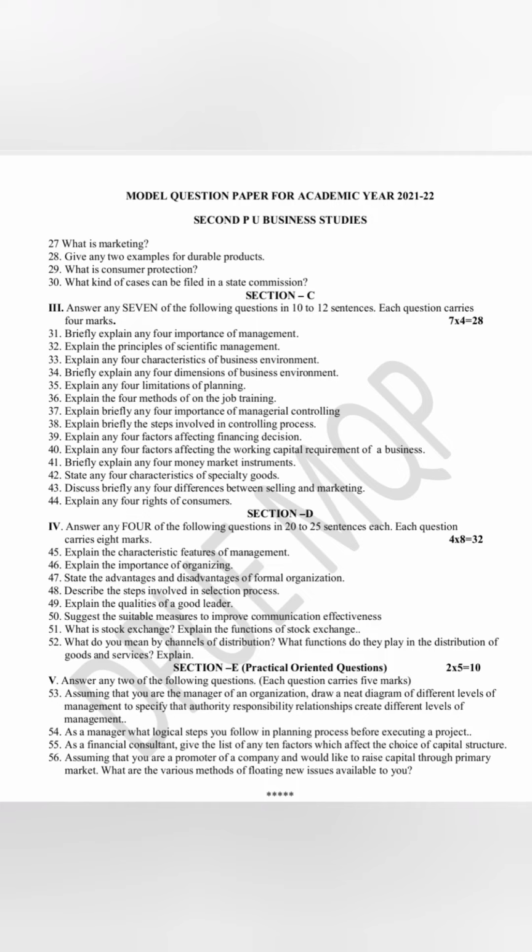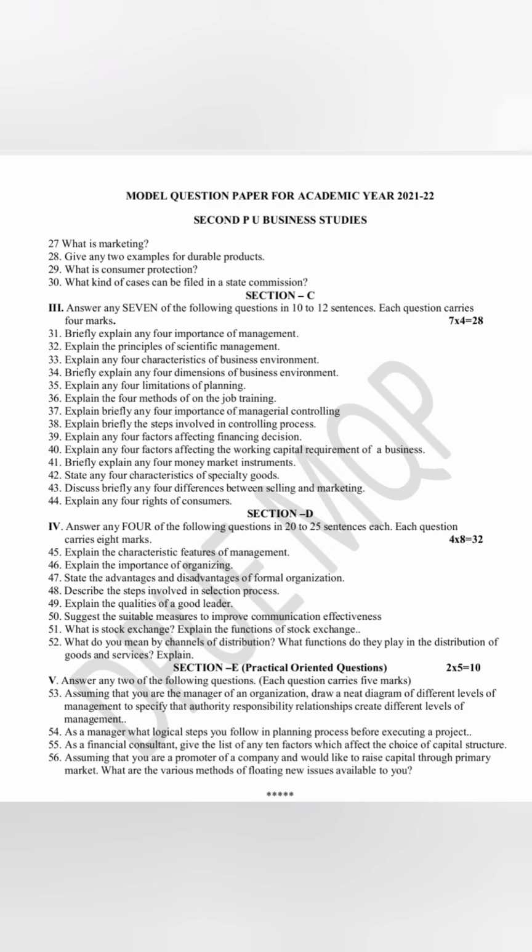After this, four dimensions of business environment. So we all know the four dimensions of business environment: social, legal, cultural, political, economical. So legal, political, social, cultural, economical, these all are the dimensions of business environment you need to write in a detailed manner.